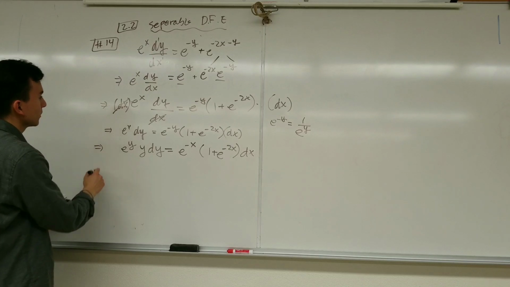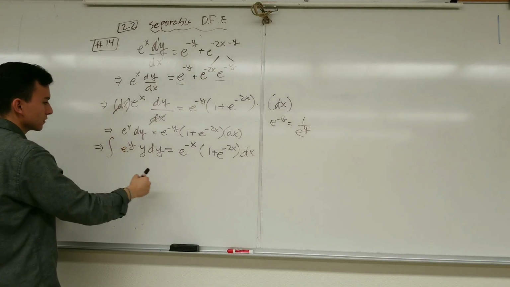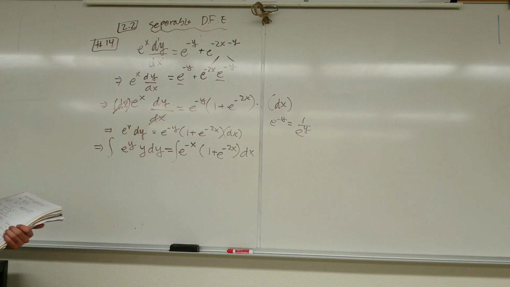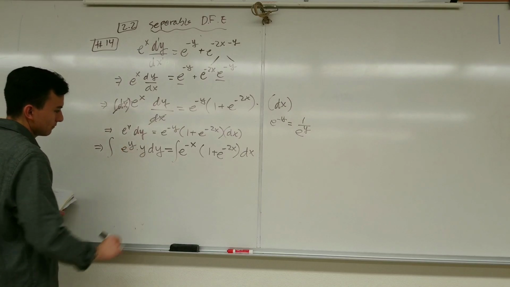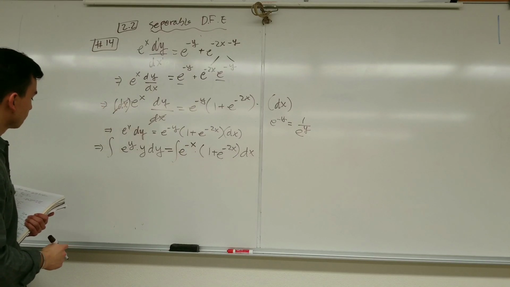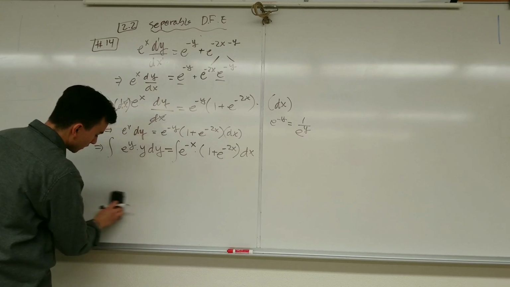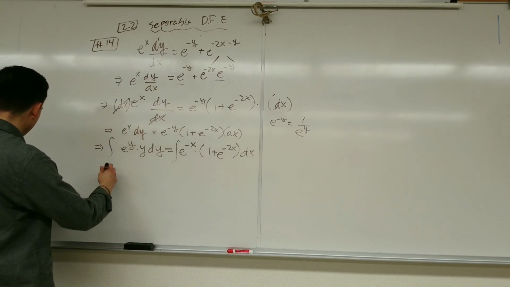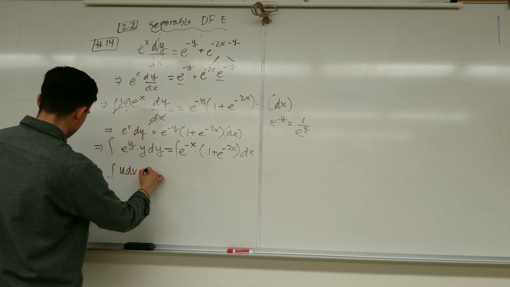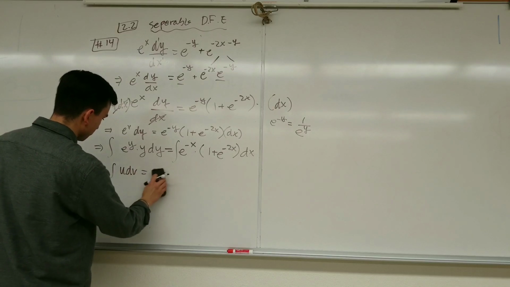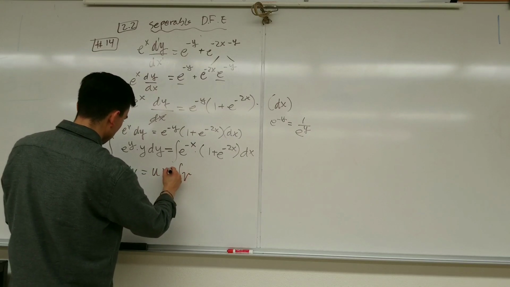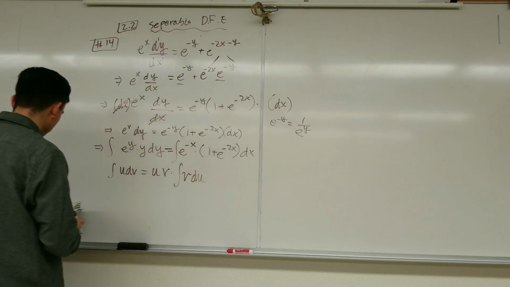So then the next step on solving the separable differential equations is to take the integral of both sides. And if you notice, and if you're not too good at this, we're going to have to go through the integration by parts. So if you don't know the formula, it's the integral of u dv is equal to uv minus the integral of v du, right?